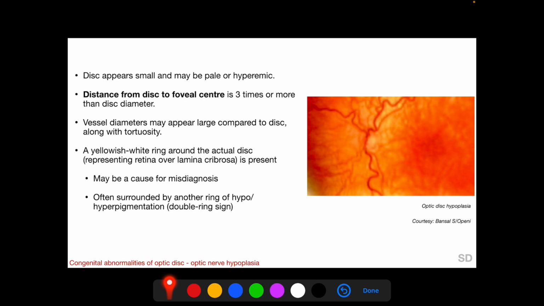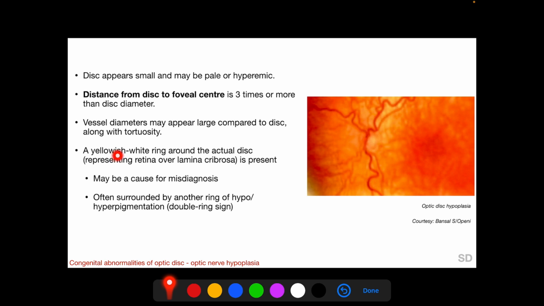In optic nerve hypoplasia, the disc appears small and may be pale or hyperemic, and the distance from the disc to the foveal center is 3 times or more than the disc diameter. In a normal fundus, the distance of the foveal center from the center of the disc is 2.5 times the disc diameter or less. But in optic nerve hypoplasia, we find that this distance appears 3 times the disc diameter or more. Vessel diameters may appear large compared to the relatively small disc, along with tortuosity.